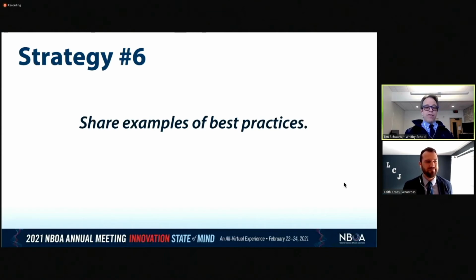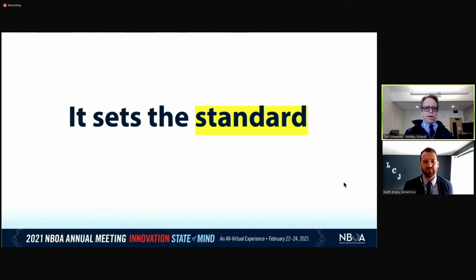All right, strategy number 6, share examples of best practices. Why is this important? Well, it sets a standard. You saw this in the last strategy as well, and it's true here. It's hard to know what good looks like unless you've had it modeled for you. Sharing best practices functions to do this in the same way that a rubric allows people to assess themselves subjectively, so they can determine where they're at in their own understanding.